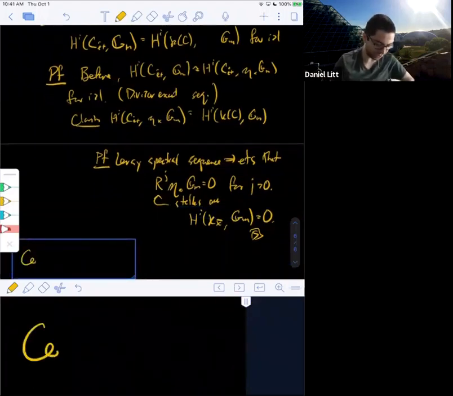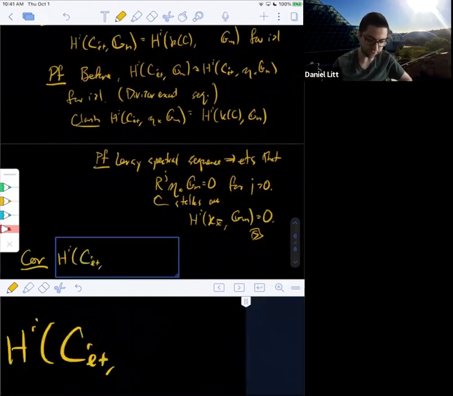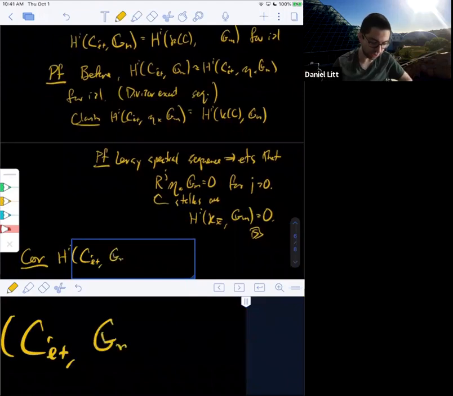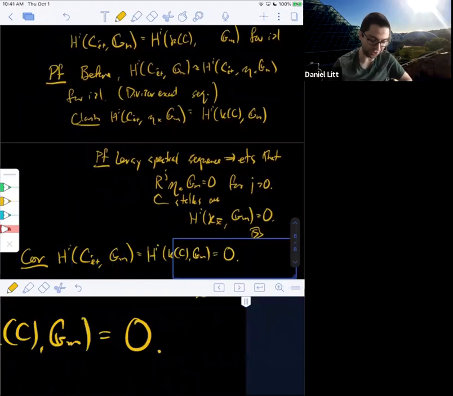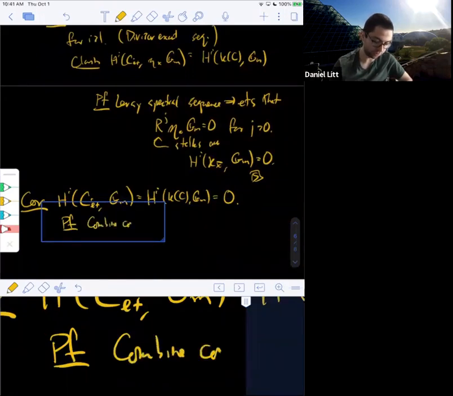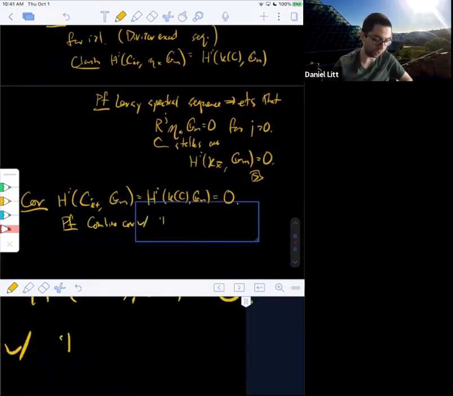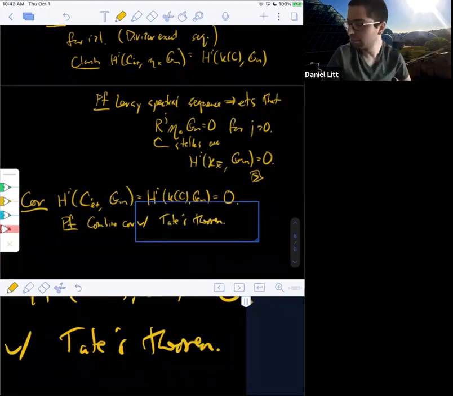Okay, so now we're in really good shape. Now we get the corollary, that H^i of C étale G_m, well, we just showed this is the same as H^i of K of C with coefficients in G_m. Okay, but that we just showed is 0 also. Right, so the proof is that this literally combines the corollary with what I call Tate's theorem, so the vanishing of the group on the right. Are there any questions about that?